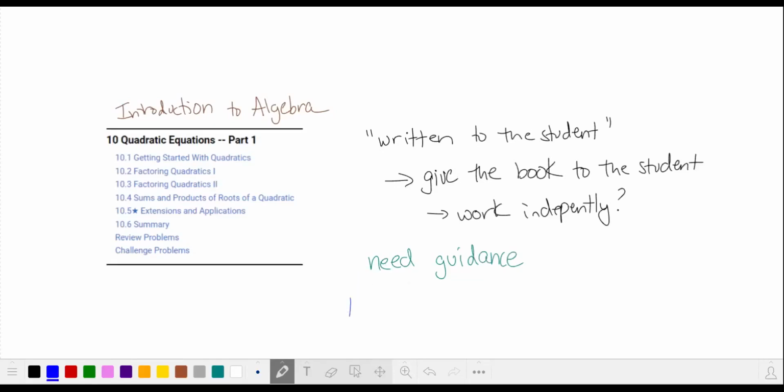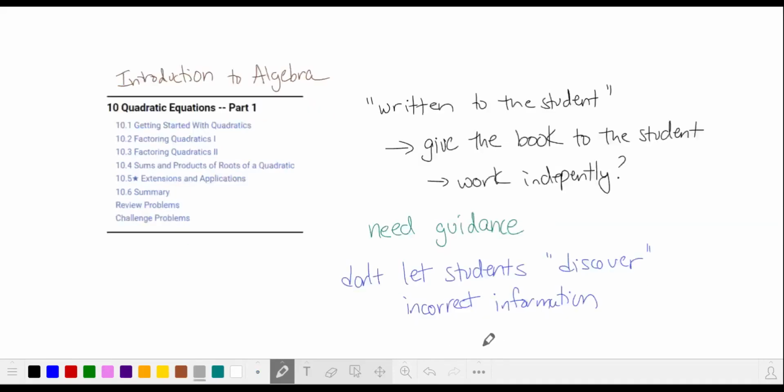This is pretty critical because we don't want to let our students discover incorrect information. It's much harder to correct a student who thinks something wrong is actually right than to give them the right information in the first place. So we're going to provide some active teaching when we introduce our students to these topics.